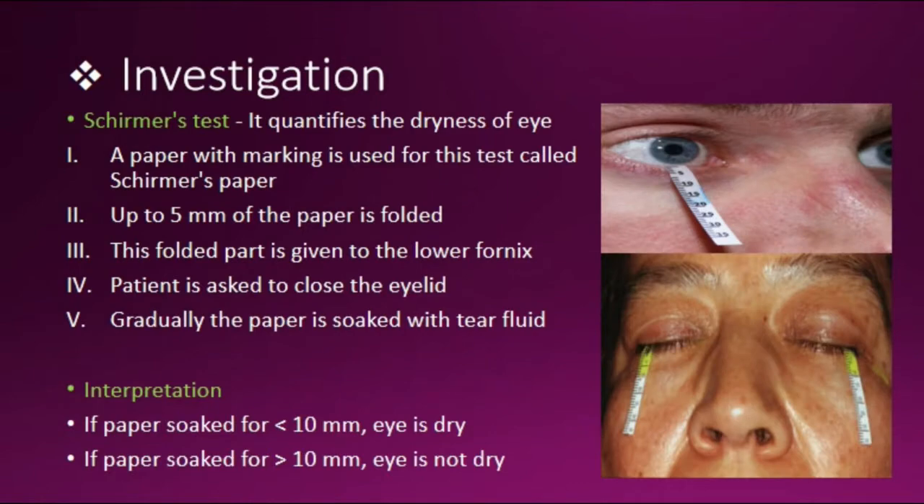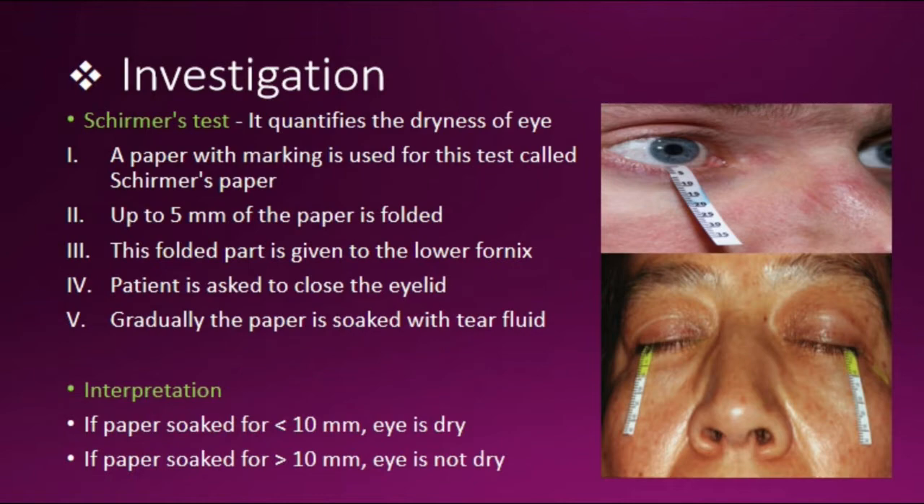Now, investigation. There is a test called Schirmer's test. It quantifies the dryness of the eye. First, a paper with markings is used for this test, called Schirmer's paper. Up to 5 mm of the paper is folded, then this folded part is placed in the lower fornix. The patient is asked to close the eyelid. Gradually the paper is soaked with tear fluid.